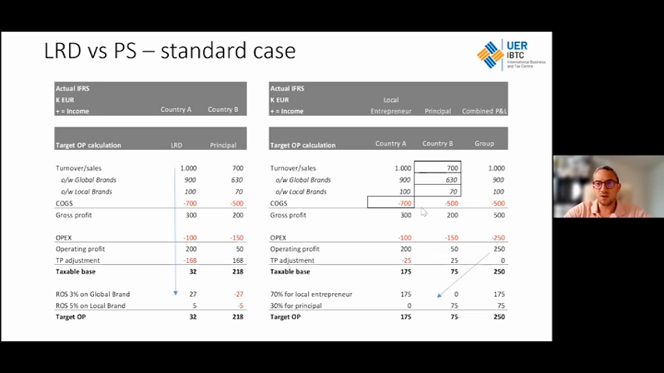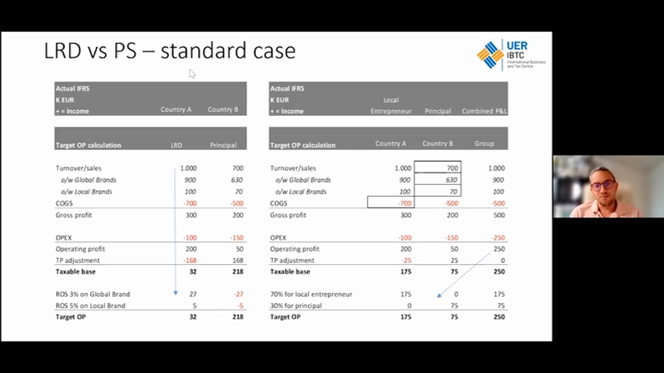What happens in the case of a profit split? In the profit split, you need to put together the profit and loss of the local entrepreneur in country A and the principal in country B. You need to eliminate the intercompany amounts, because only the turnover and all the costs and income that you produce with third parties are relevant. In this situation, you arrive at a gross profit.